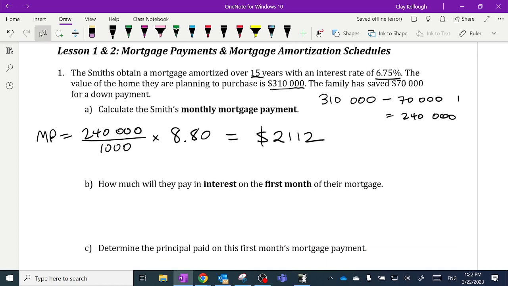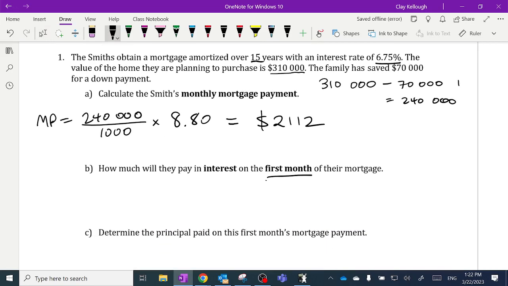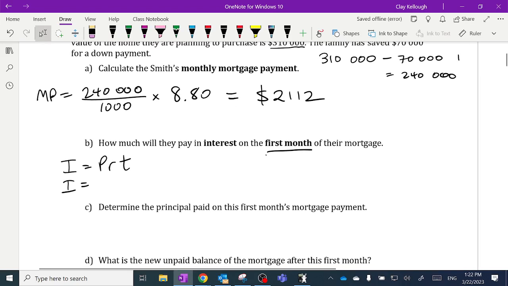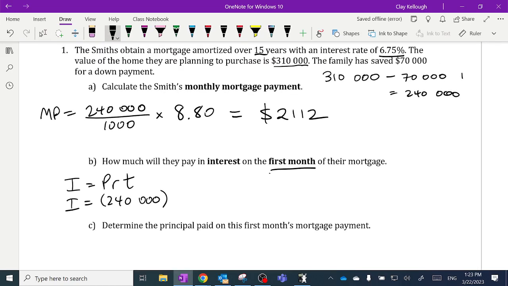Now, how much will they pay in interest on the first month? How do I calculate that? Well, I use the PRT formula. And again, what number is how much am I borrowing from the bank? I'm not borrowing $310,000. I'm borrowing $240,000. So 240,000 times the rate. Is this the rate? No. It's the actual interest rate from the question.